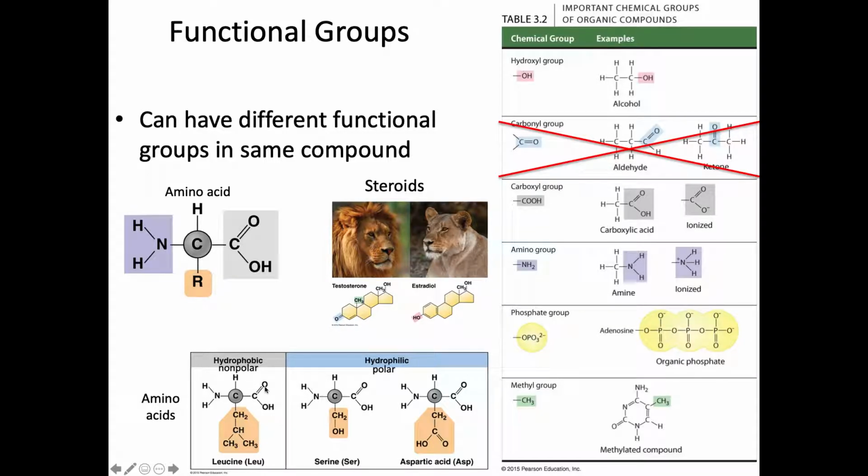And then coming back to amino acids. Amino acids can be classified as polar or non-polar, hydrophilic or hydrophobic. Here, this serine, this amino acid, is classified as polar because of this hydroxyl group, this OH. This aspartic acid is polar because it has this carboxyl group, these oxygens. And then here, leucine is considered nonpolar because of this hydrocarbon chain. So here we see two methyl groups.